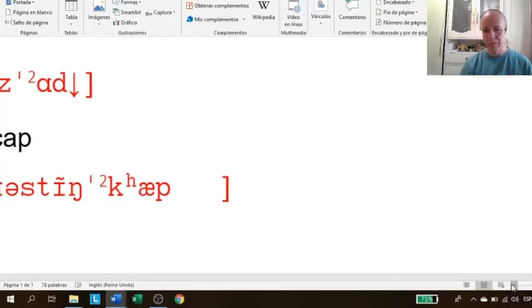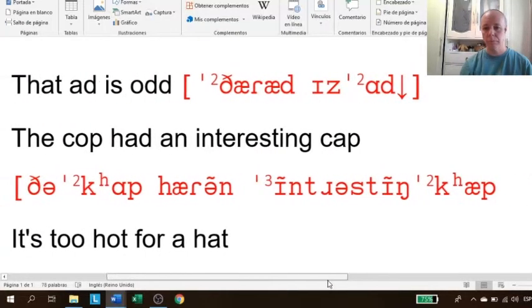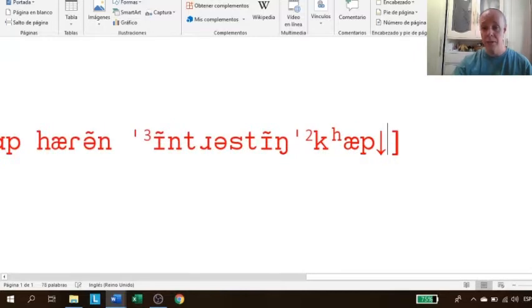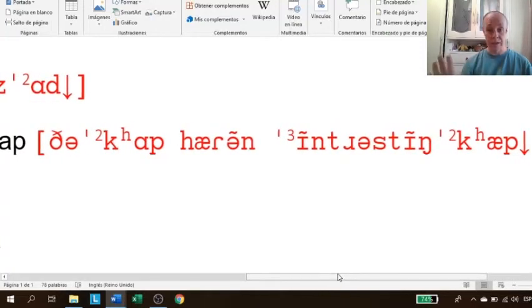Let me see, and my final juncture to show the end of a melodic unit. That's my juncture. And it looks like this. The cop had an interesting cap. Super subjective, remember this.